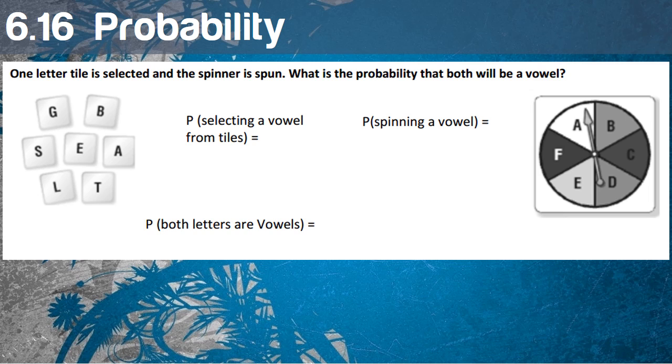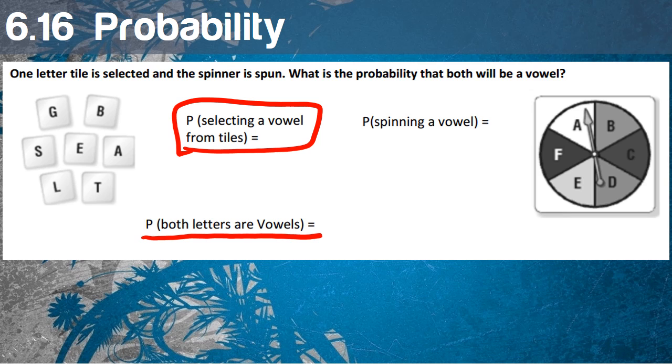So here, for the probability of compound events, we're going to deal with 2 totally separate things, but we're going to be given some information. We need to figure out the probability that both letters, the letter we pull out of our tiles and the letter we spin, are both going to be vowels. Let's do the probability of selecting a vowel from the tiles first. Let's count the number of vowels we have. We have A and E, the only 2 vowels listed.